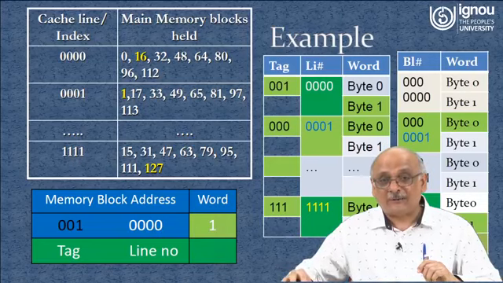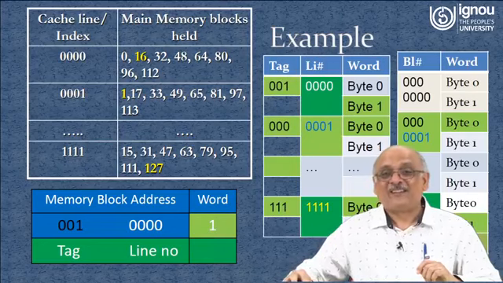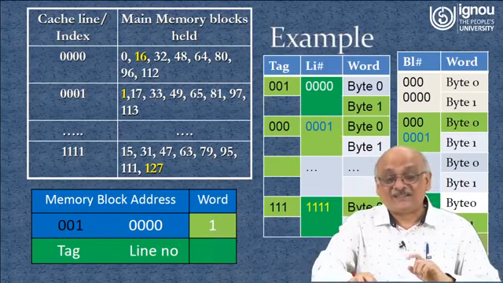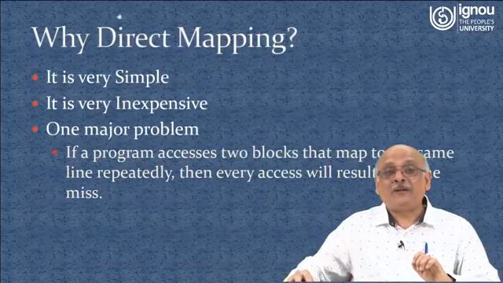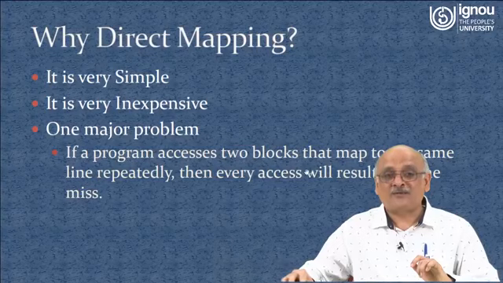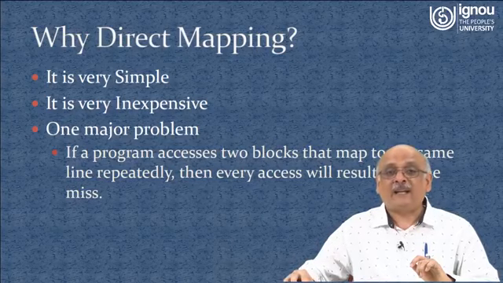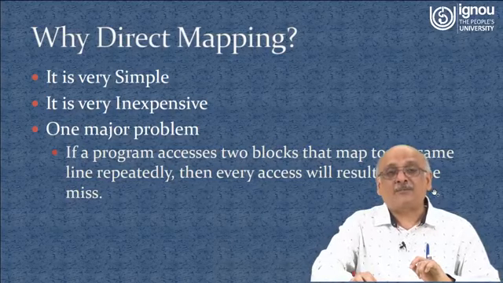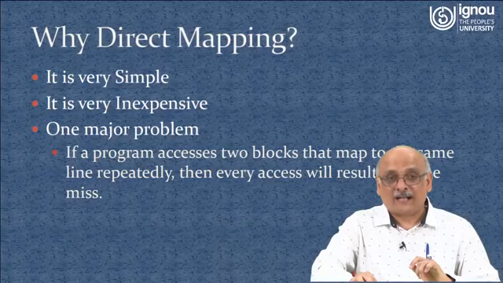So this 127th block is going to be stored here. Now this is something which is not easy, but you can understand this. Okay? But why do we need direct mapping? It is very simple and very inexpensive. One major problem: if a program repeatedly accesses 2 blocks that map to the same line, then every access results in a cache miss. So this is one of the problems of the direct mapping scheme.